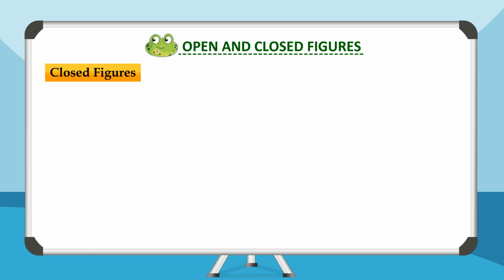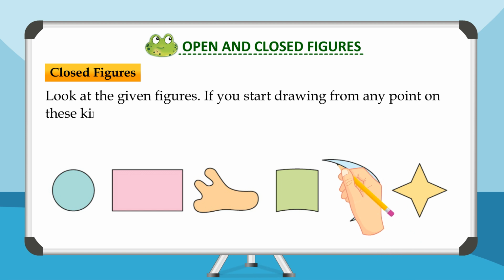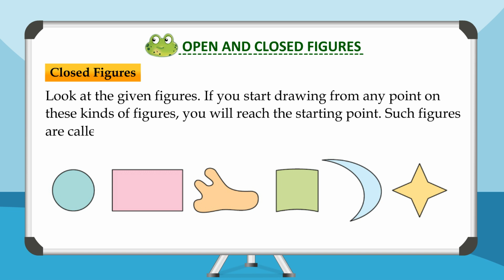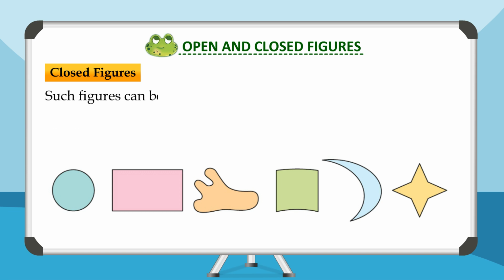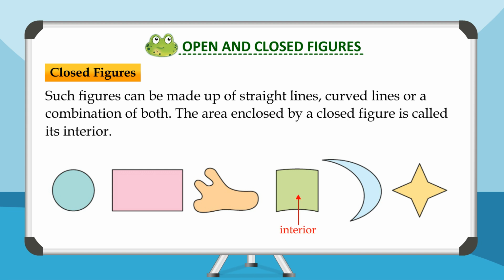Closed figures. Look at the given figures. If you start drawing from any point on these kinds of figures, you will reach the starting point. Such figures are called closed figures. Such figures can be made up of straight lines, curved lines, or a combination of both. The area enclosed by a closed figure is called its interior.